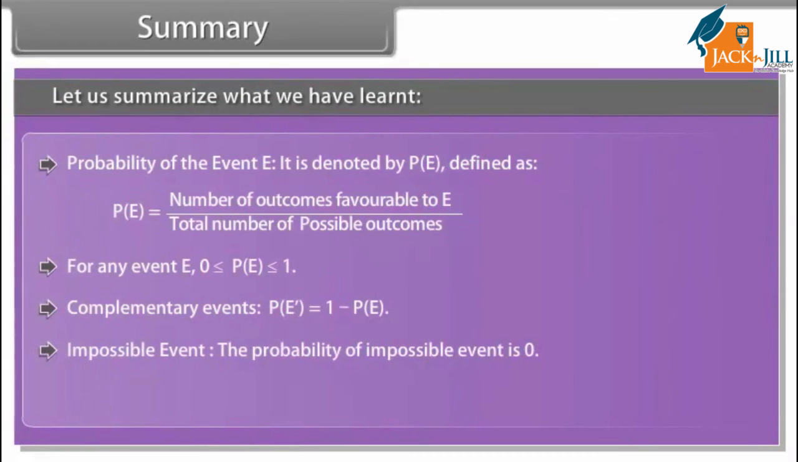Impossible event. The probability of an impossible event is 0. Sure event. The probability of a sure event is 1.